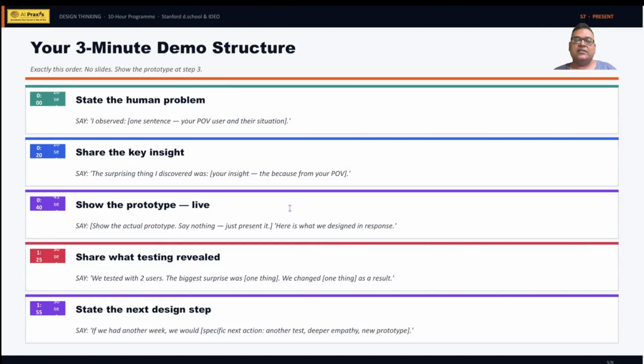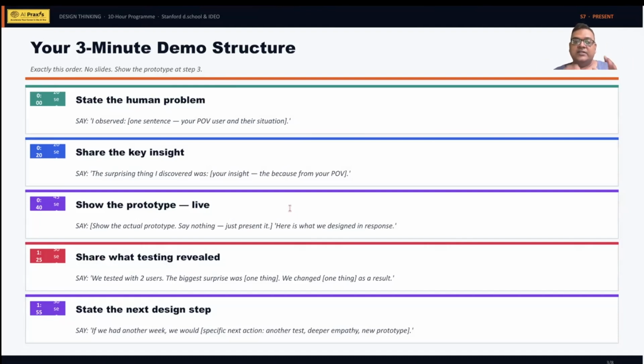At 20 seconds, you spend 20 seconds sharing the key insight by saying, the surprising thing I discovered was. And the word surprising is load bearing here, because if your insight is not surprising, the audience will not understand why you build what you build. And if it is surprising, they will lean in. So Aryan's team said, the surprising thing I discovered was that Aryan is not struggling academically. He is struggling with being his family's story of success, and admitting doubt to anyone he loves would break the story they are carrying for him.